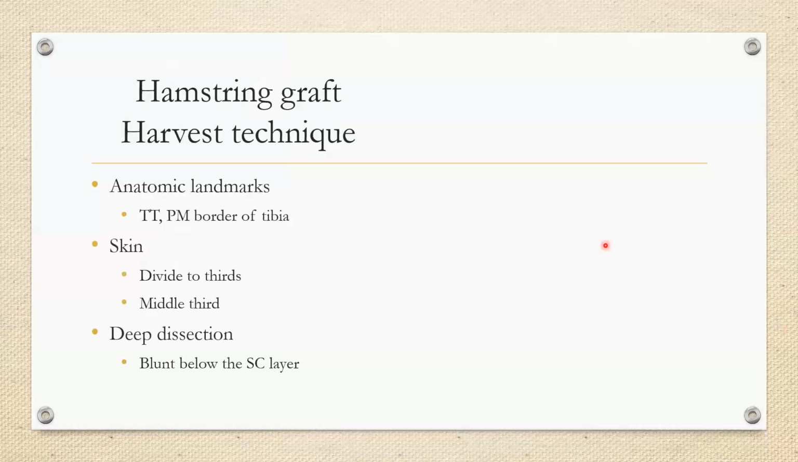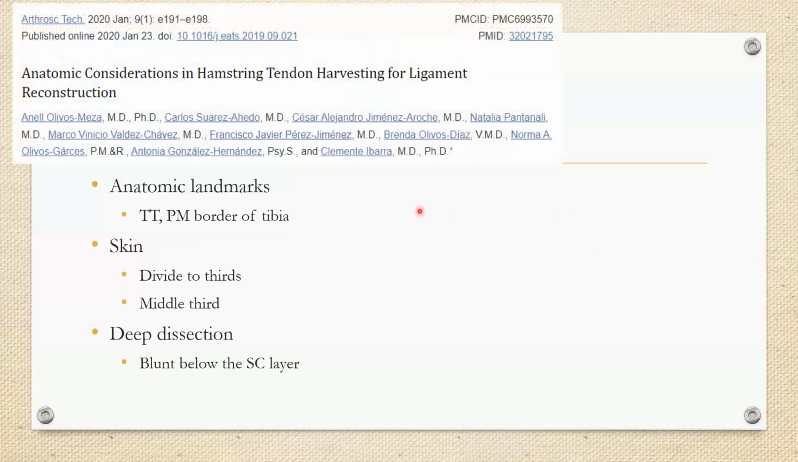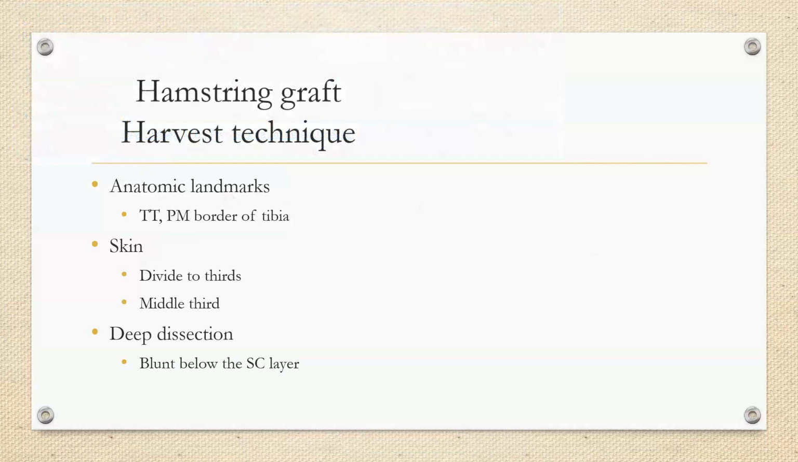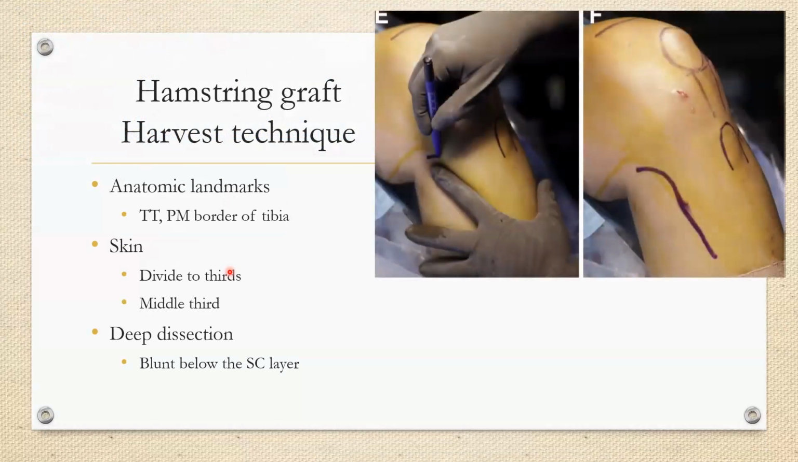So just quickly, regarding hamstring harvest technique. This is the paper by Olivos Meza et al., published in 2020, regarding hamstring graft harvest. The most important anatomical landmarks, apart from the landmarks for arthroscopic portals, with regards to graft harvest, are the tibial tuberosity and the posteromedial border of the tibia. So as you can see, the tibial tuberosity and the posteromedial border of the tibia mark the landmarks.